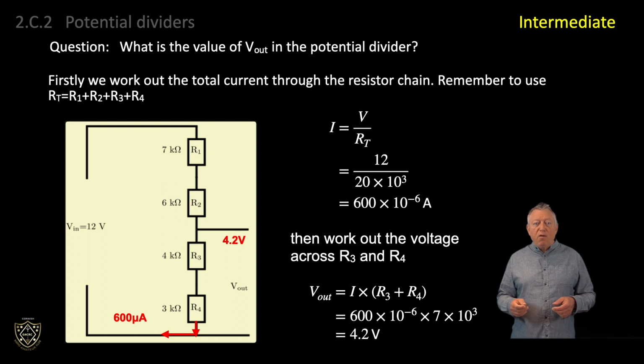Using this circuit current, we now work out the voltage across R3 and R4. Vout equals I times R3 plus R4, which equals 600 times 10 to the minus 6 times 7 times 10 to the 3. Now we have Vout of 4.2 volts.